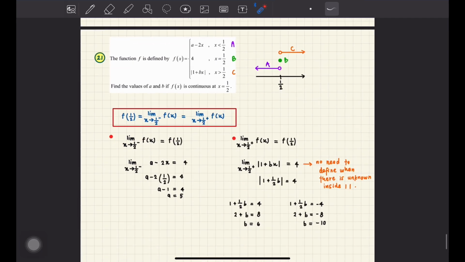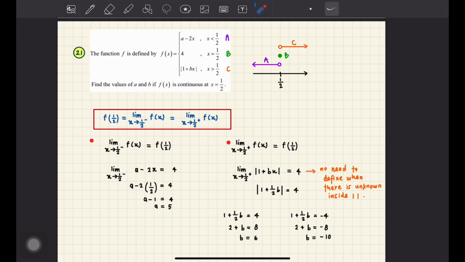Next one. Okay, so for question number 21, it says: find the values of A and B if f(x) is continuous at x equal to 1/2. Okay, so when we see continuous, we directly write this statement. So we know f(1/2) is equal to the limit from the left of 1/2 and the limit from the right of 1/2. Okay, and then we will find them one by one.